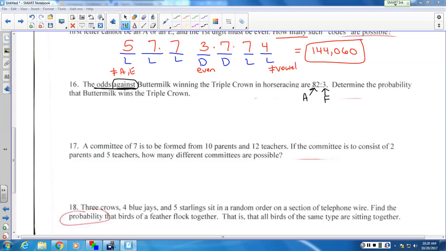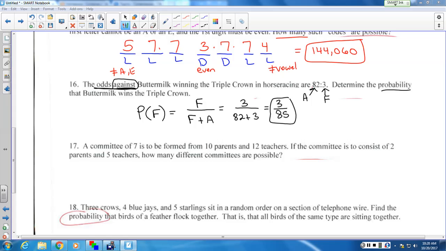The odds against Buttermilk winning the Triple Crown in horse racing are 82 to 3. Determine the probability that Buttermilk wins. So that's the probability in favor that Buttermilk wins. That will be the odds in favor divided by both odds. The odds in favor in this case is 3. Both odds would be 82 plus 3. So we get 3 85ths, which probably reduces. No, it doesn't reduce, just kidding. But you could also write it as a decimal if you wanted.